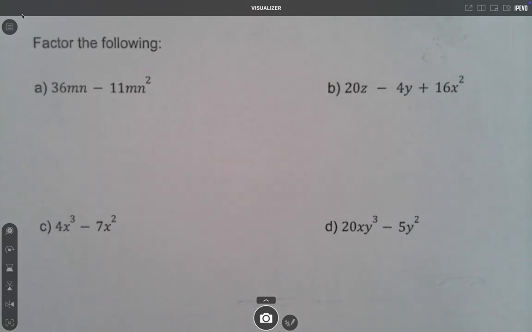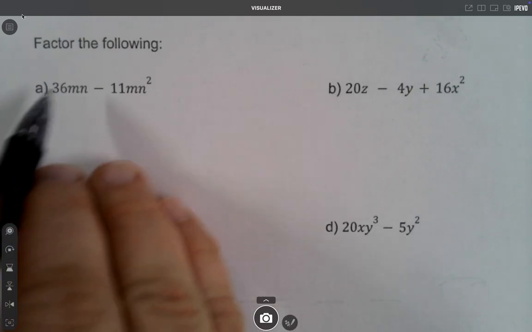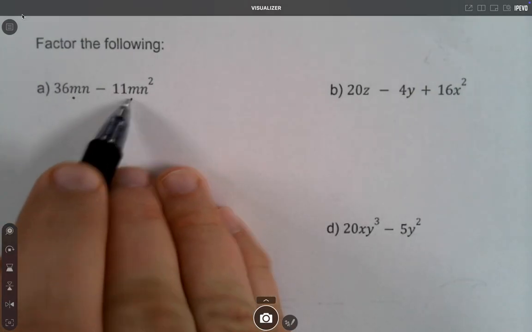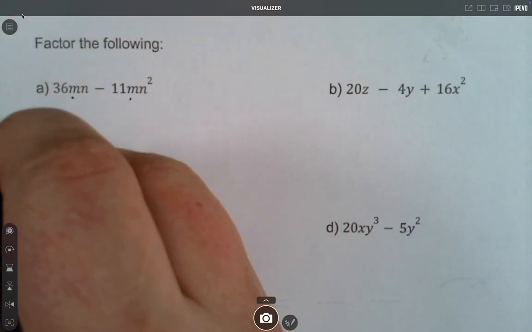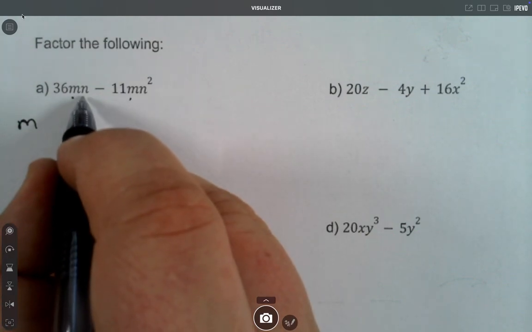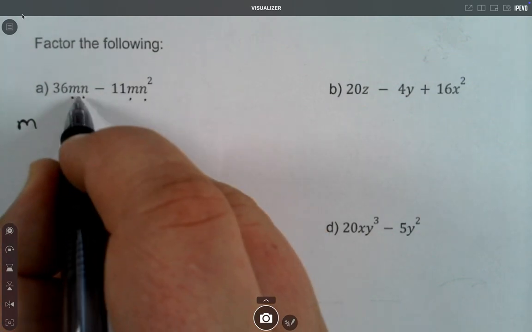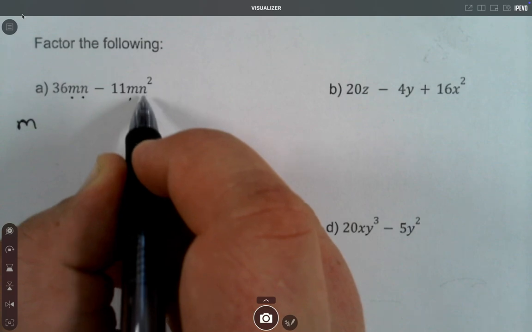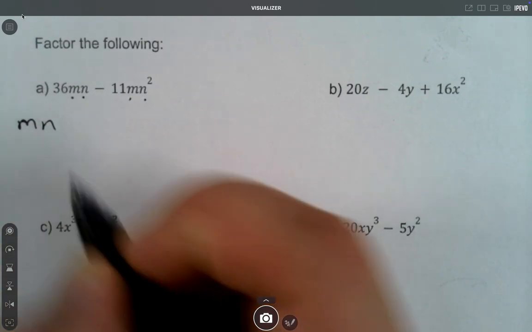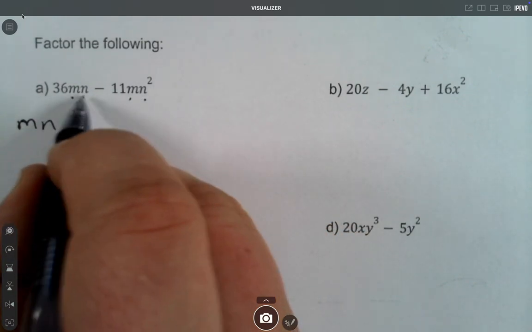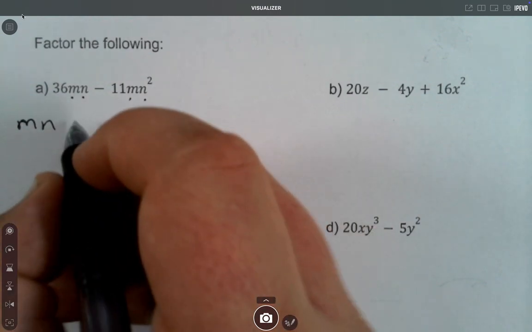So 36 and 11. They actually don't have any number in common. No greatest common factor for them, so we don't pull a number out. But I see both of them do have an M, so I pull that out front. And both of them have at least one N. Now this has one N, this has two of them multiplied together, but I can only pull out one of them because I can't pull more out than one of them has.